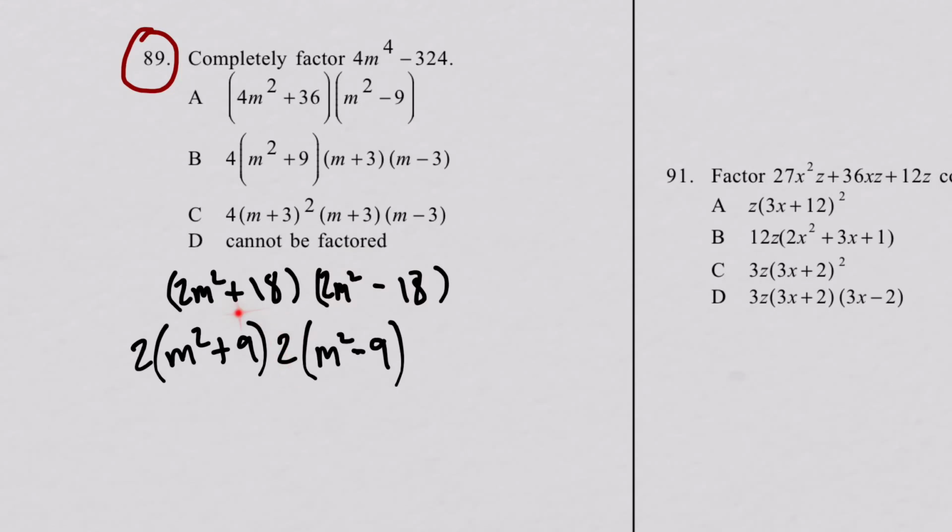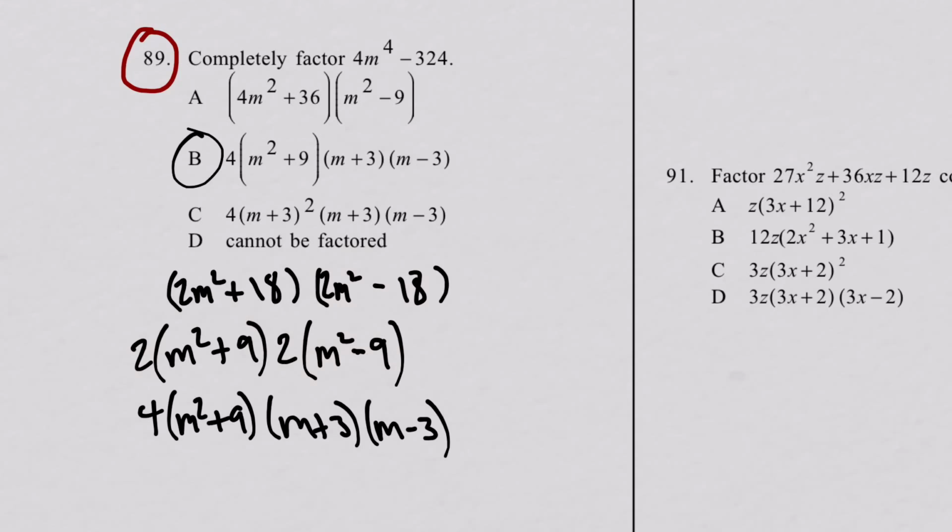Now these two 2's that came out are going to get together and become 4m squared plus 9. And this m squared minus 9 is going to break down even further. Since it's a difference of two perfect squares, you should be able to see that this becomes m plus 9, no, m plus 3 and m minus 3. And there's your basic factorization here. I see m squared plus 9, m plus 3, m minus 3, b. There's your answer.